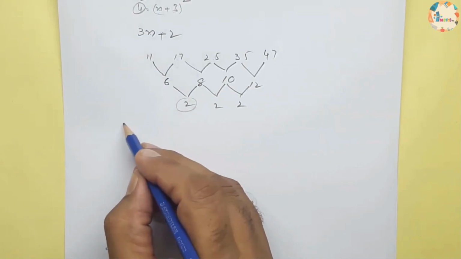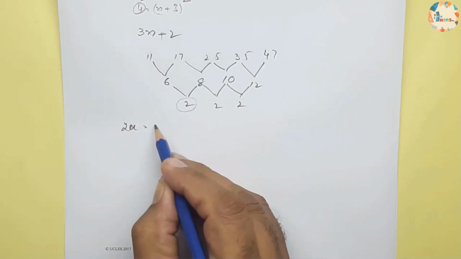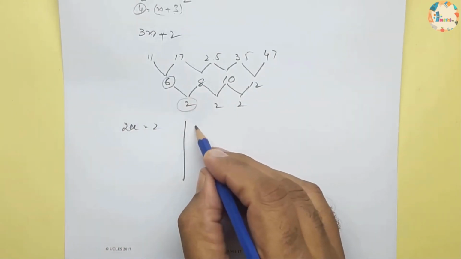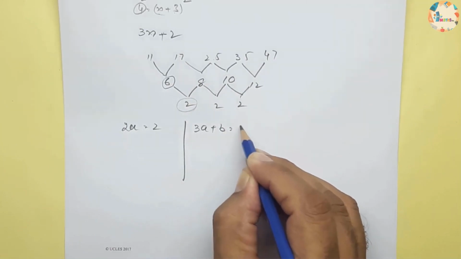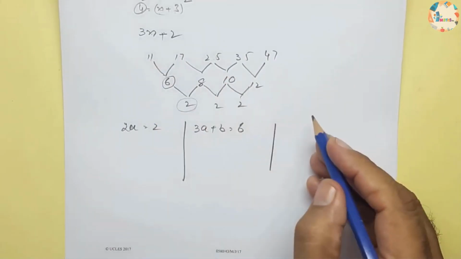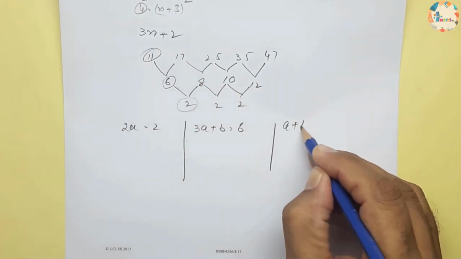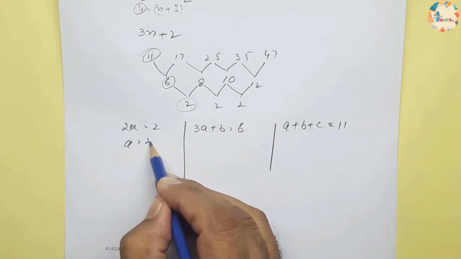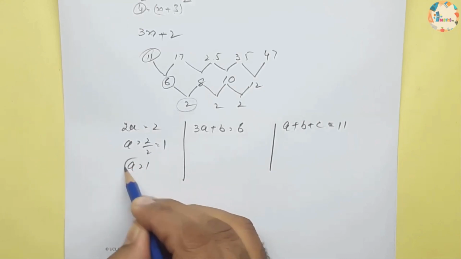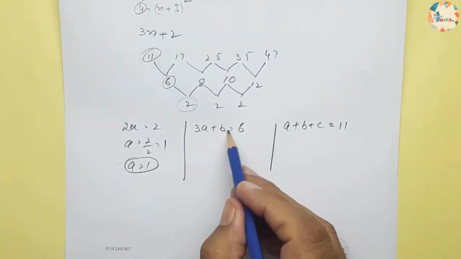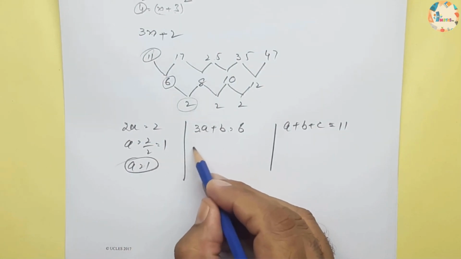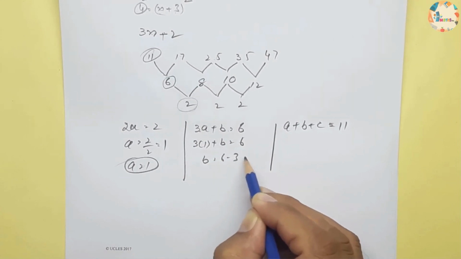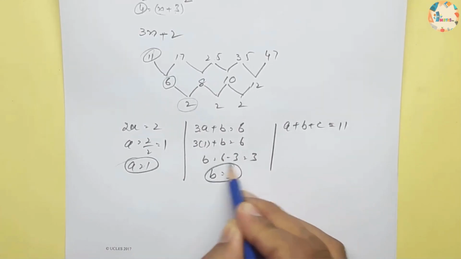Second order difference we can write equal to 2a. So 2a will be equal to 2 in this case, and the first order difference will be equal to 3a plus b is equal to 6, and the third thing is the first term. So a plus b plus c will be equal to 11, which is the first term. So this implies a is equal to 2 over 2, which is equal to 1. So a is equal to 1. This is the value which we got. For this one, we can replace this a value in this, and we'll get 3 into 1 plus b is equal to 6. So b will be equal to 6 minus 3, which is equal to 3. So b will be equal to 3.